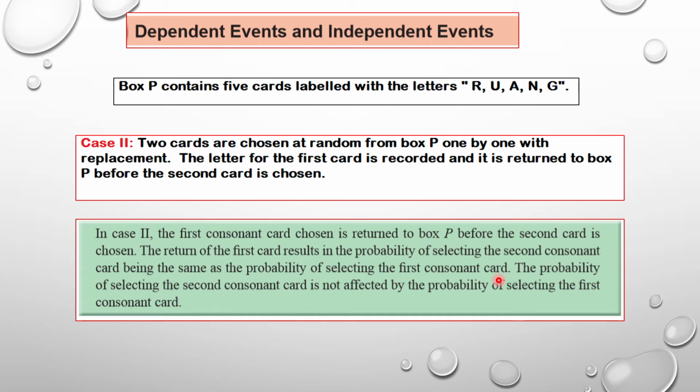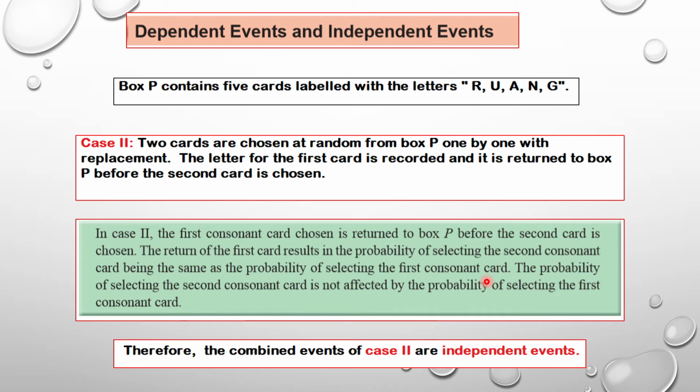Okay, so remember, when we return the first card and we are selecting the second consonant, the number of cards will be the same. Therefore, the probability of selecting the second consonant card is not affected by the probability of selecting the first consonant card. So here it is known as independent events. That means the occurrence of the first event does not affect the probability of the second event.